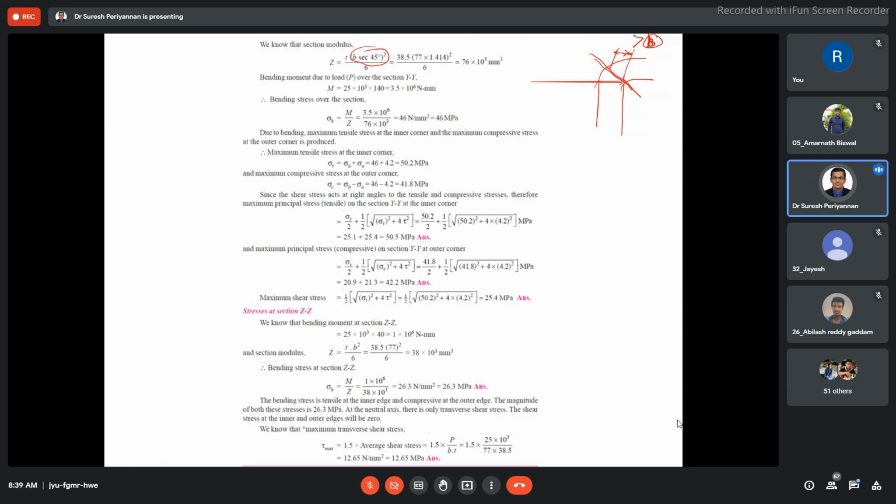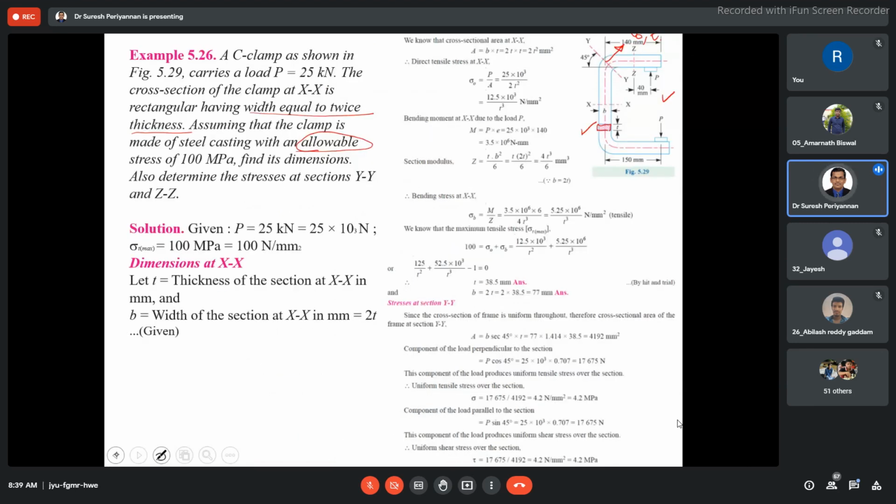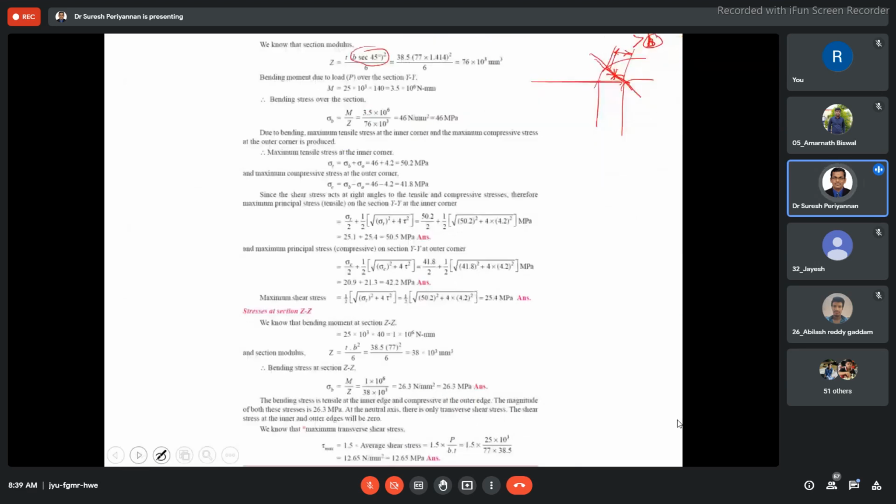We have to consider this dimension while calculating the section modulus, or finding the bending stress or bending moment, in this region of interest. Our intention is to find what stress is acting in this region. Now the bending moment: this is the vertical load, and the horizontal distance is 140 mm. So 140 into 25 kilonewton gives the bending moment with respect to the vertical load. Then we find the bending stress.